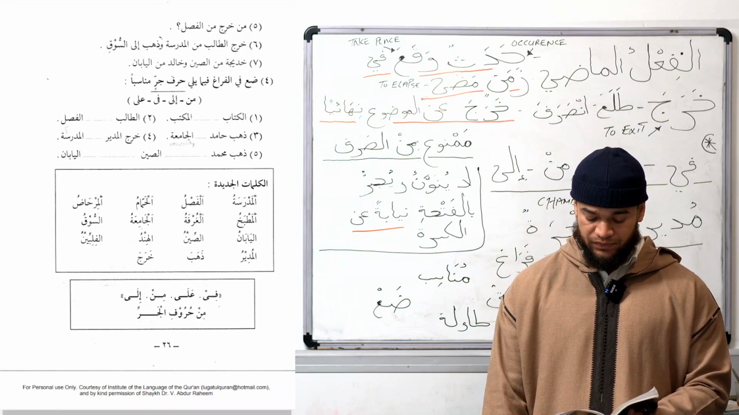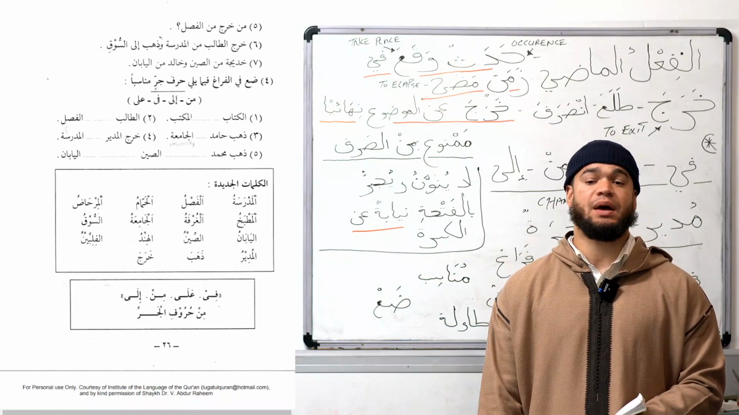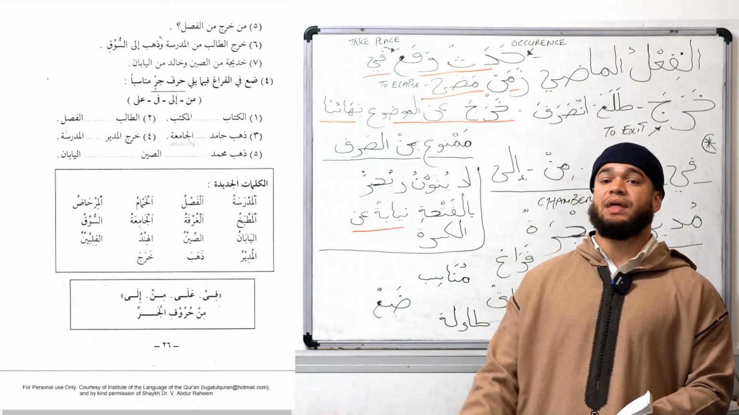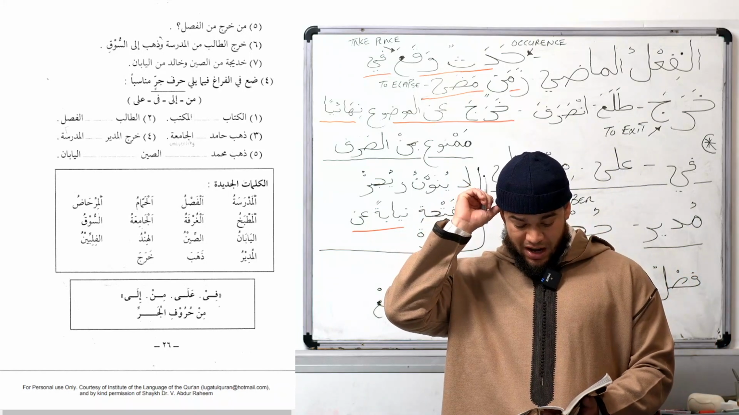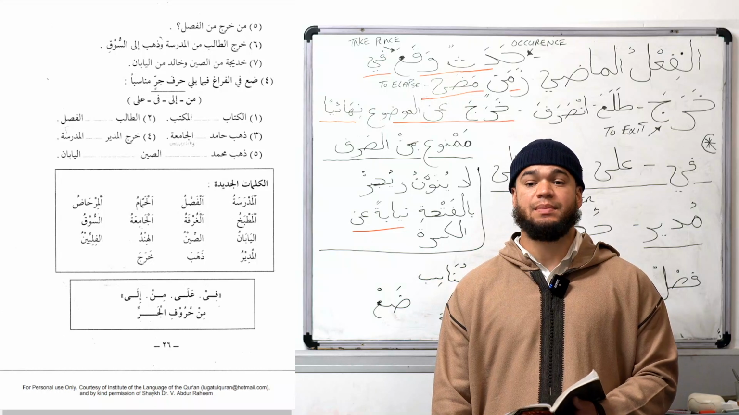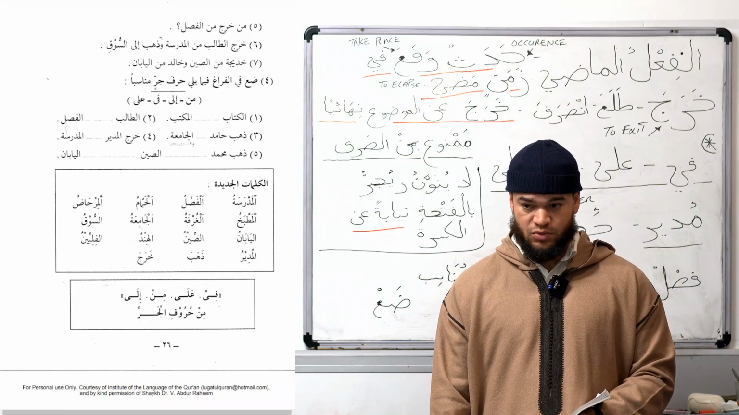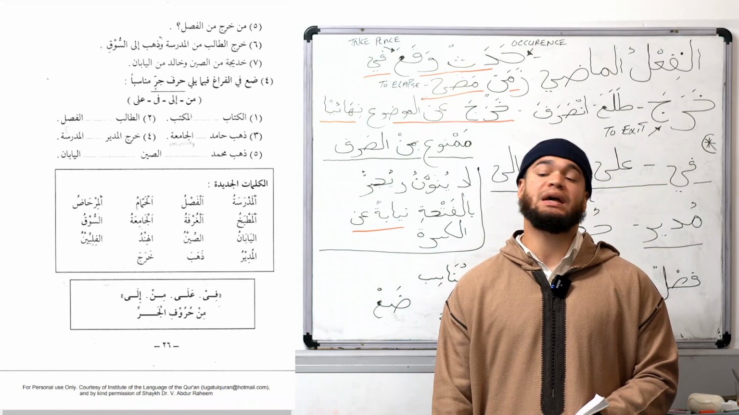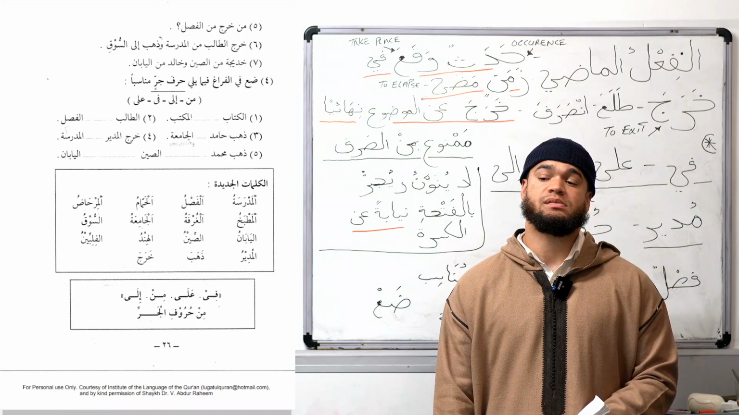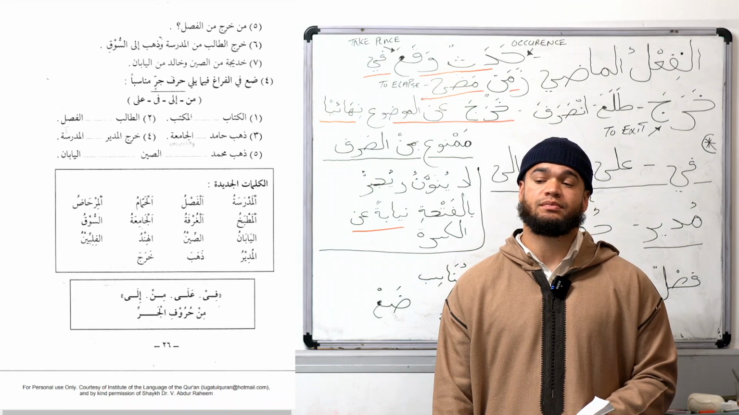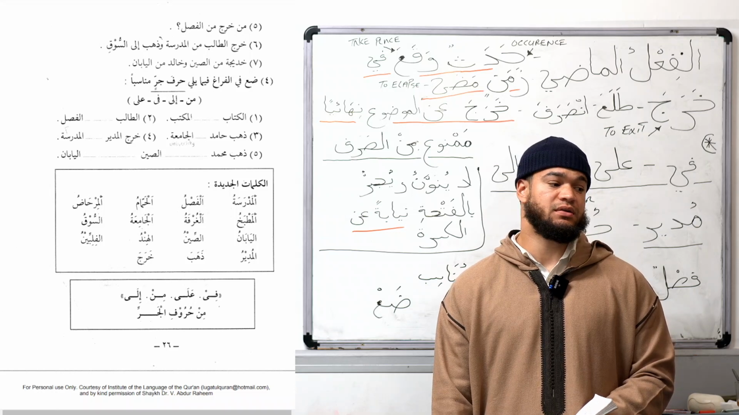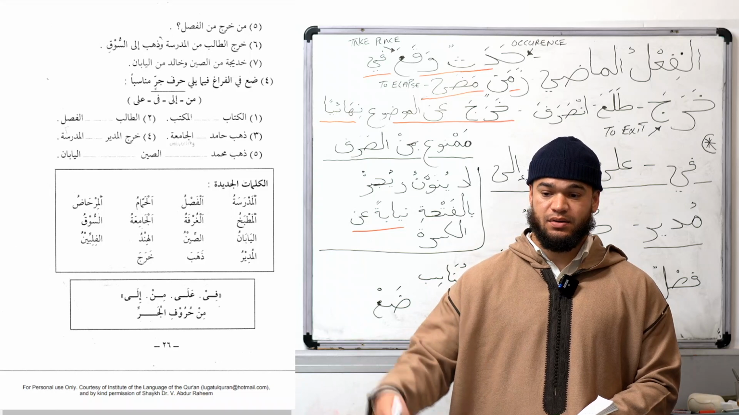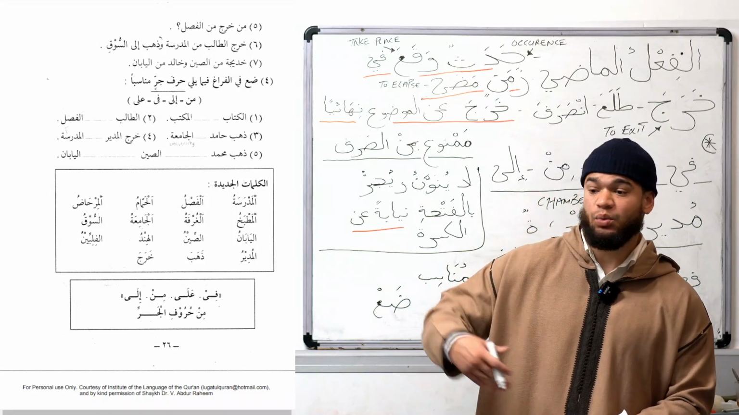Dhahaba hamidun ila al-jami'ati. Yes, set together. Dhahaba hamidun ila al-jami'ati. What does that mean, Malik? Dhahaba hamidun ila al-jami'ati. Who can help him? What does that mean? Dhahaba. Dhahaba means he went, to go.